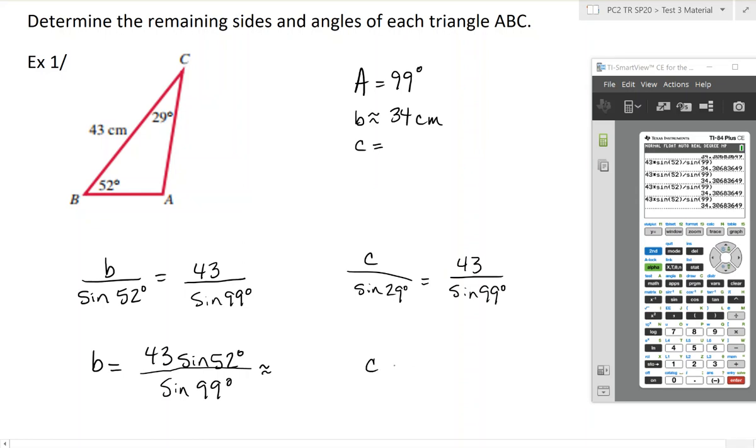So I'm going to multiply both sides by the sine of 29 degrees to get little c by itself, and it's 43 times the sine of 29 degrees divided by the sine of 99 degrees. And we get approximately 21 centimeters. So you have basically solved that triangle.